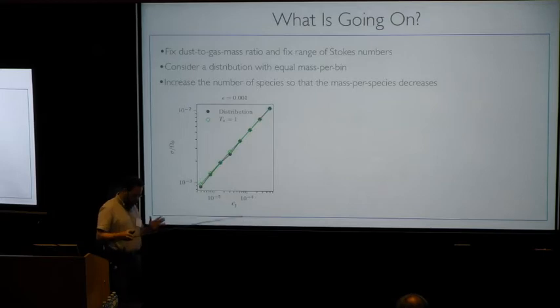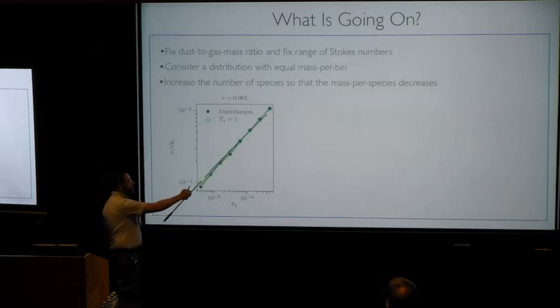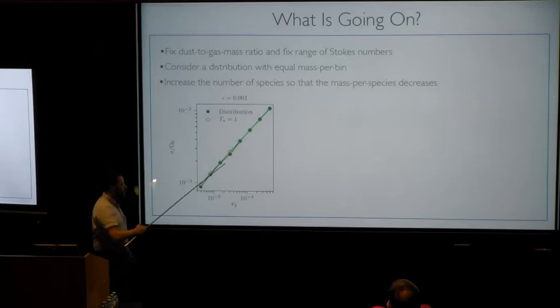Let me repeat this. It's n particle species, all with the same mass, with a fixed total dust to gas mass ratio. And as I keep increasing the number of species, the mass in each of these species goes down. And the result is that for that distribution, the rate at which the streaming instability grows is going down like this.